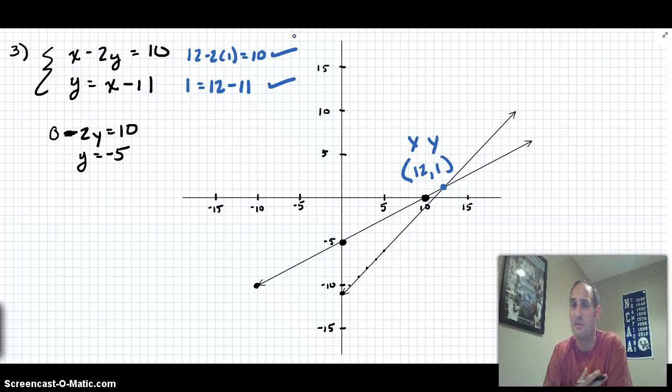There's lots of different coordinates that would make the first equation true, a lot that would make the second equation true, but the only one that makes both of them true at the same time is the point (12, 1).